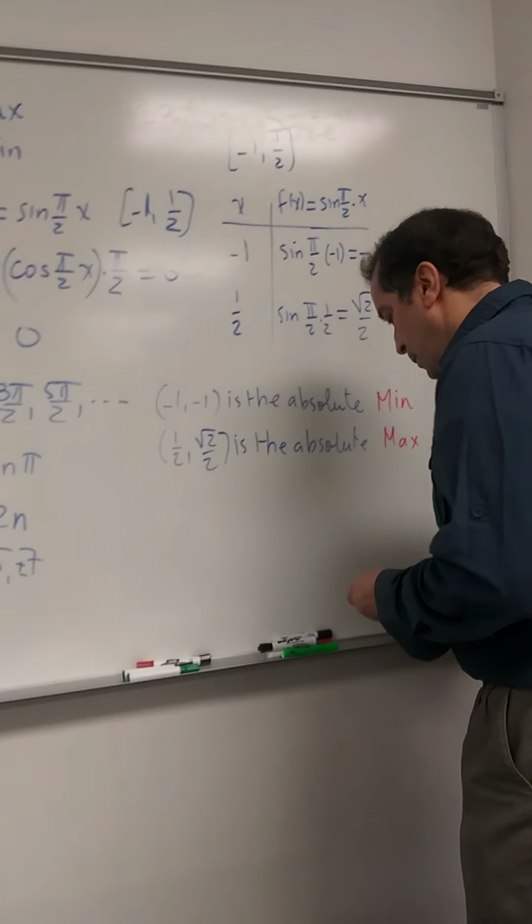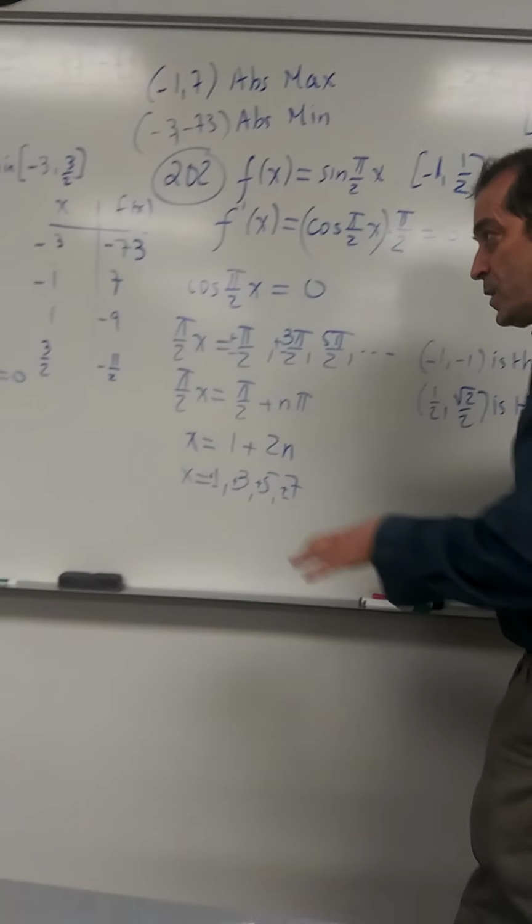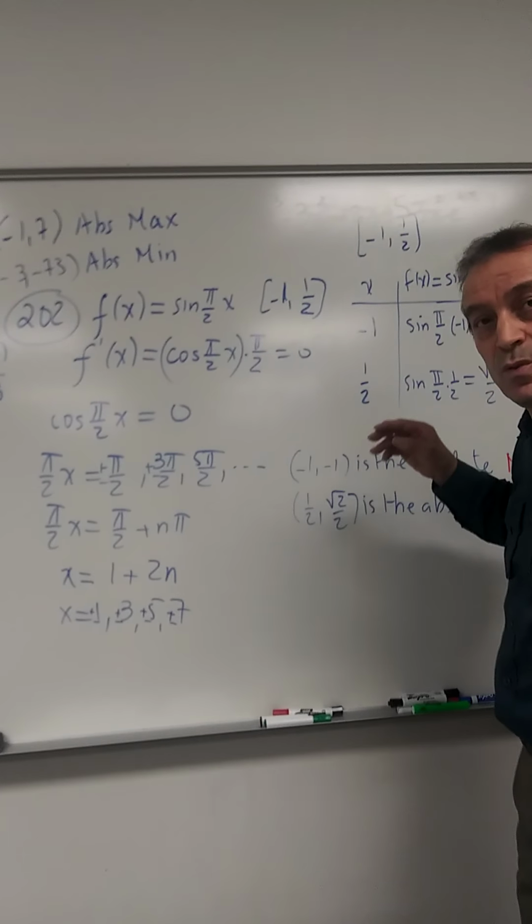And that's how you find it. There were no special points in between. Like the first example we did earlier, we had 4 points to choose from. Here we only had 2 to choose from.